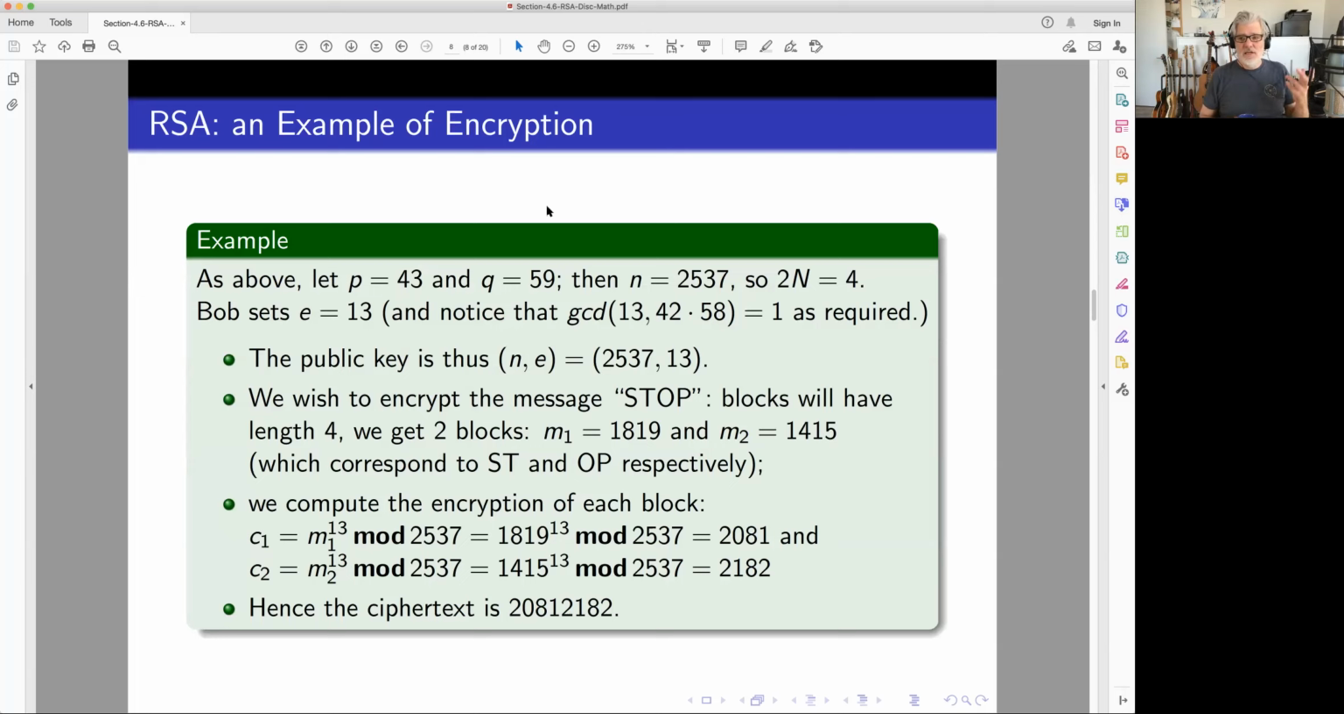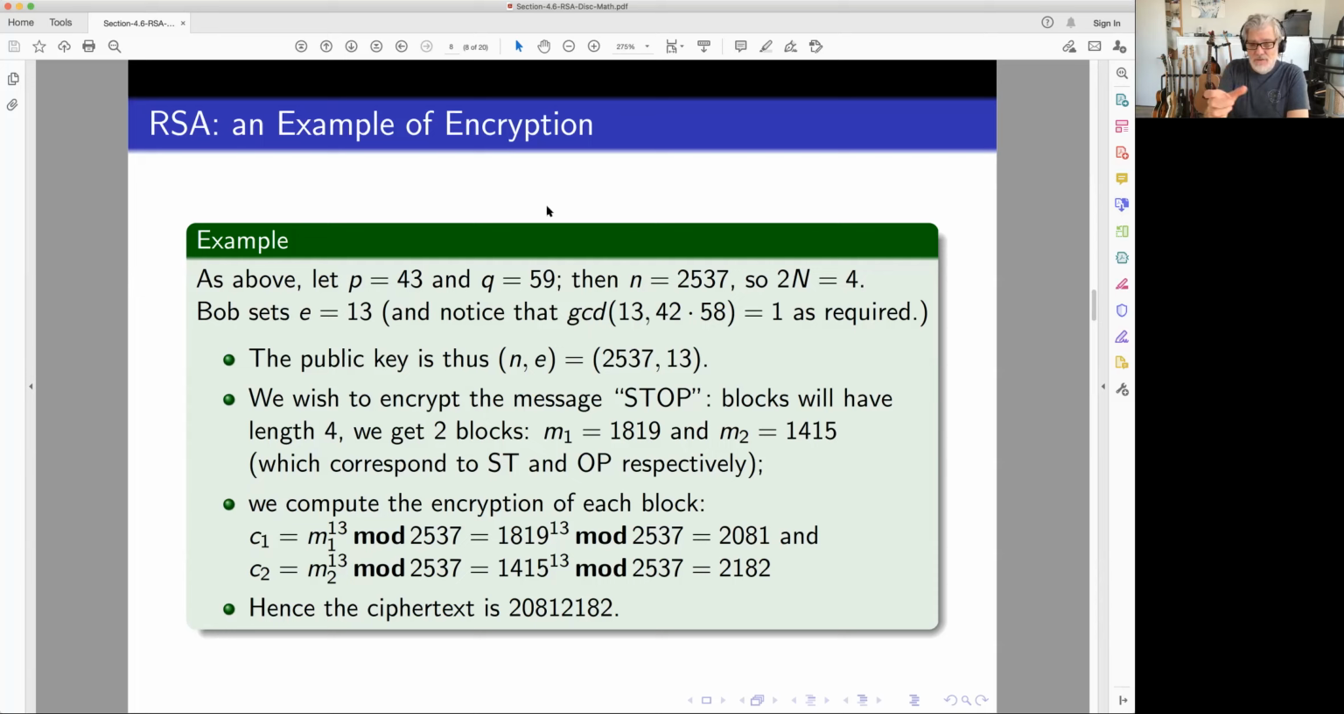Let's say that Alice wants to send the message "stop". Blocks have length 4, so that's 2 letters for each block. If you look up S and T, it's 18 and 19, and O and P is 14 and 15. So these are our 2 blocks: the numbers 1819 and 1415. Then we raise them to the power 13 and reduce mod 2537.